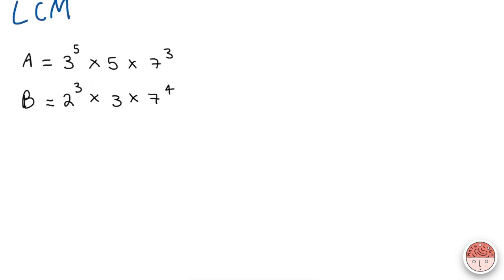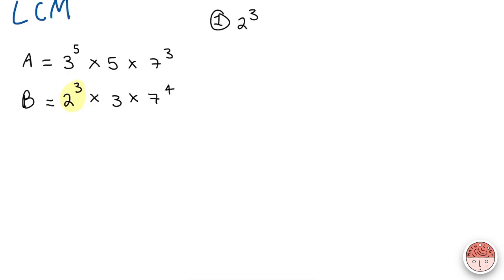Let's take a look at another LCM question, but this time it's in indices form. We have a equals 3 to the power of 5 times 7 to the power of 3, and b equals 2 to the power of 3 times 7 to the power of 4. So when you get a question like this, you should look at numbers with the smallest base number first. Starting off with 2, 2 is only a factor of b, and so we include that. So 2 to the power of 3.